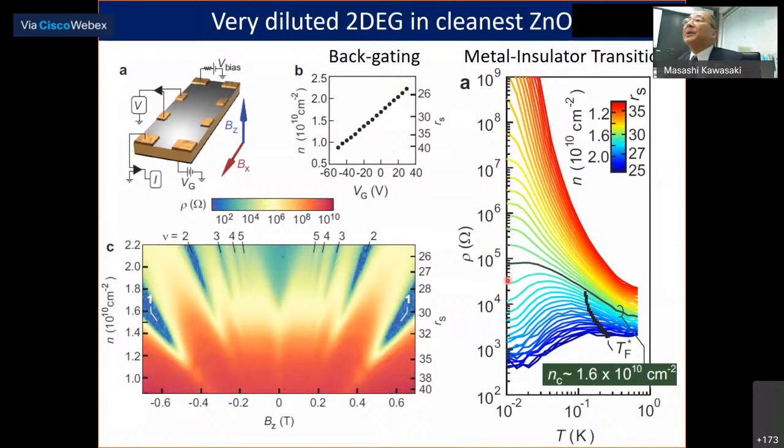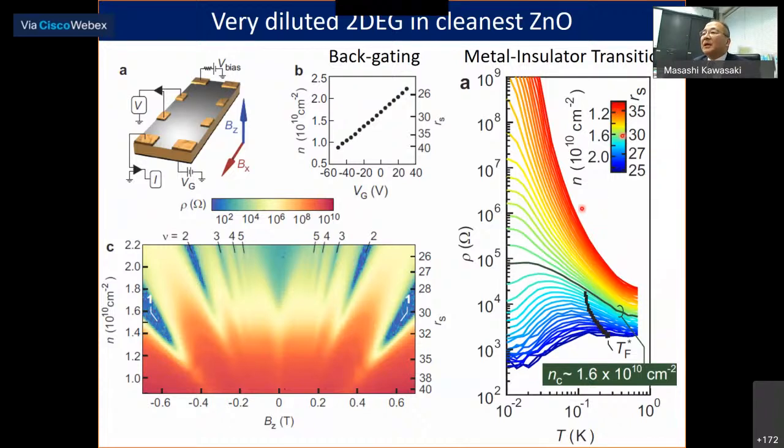Okay, this is one of the data. If you pick up a very clean sample, with mobility like 10 to the 10, and you can apply gating from the backside, you can tune from 50 volts to minus 50 volts. You can tune the charge carrier density from less than 1 times 10 to the 10 to 2 times 10 to the 10. This kind of gating is possible.